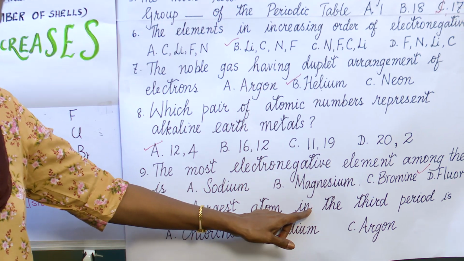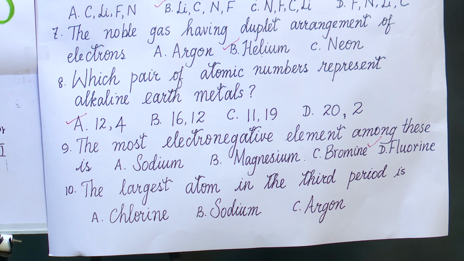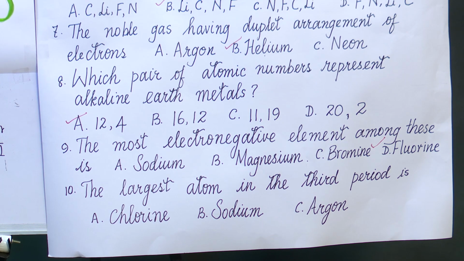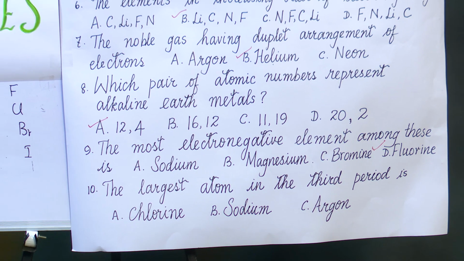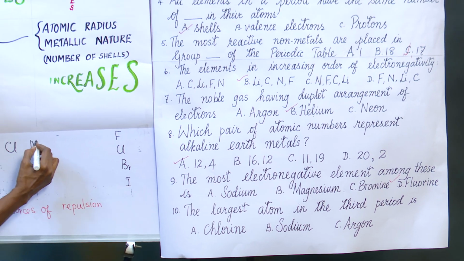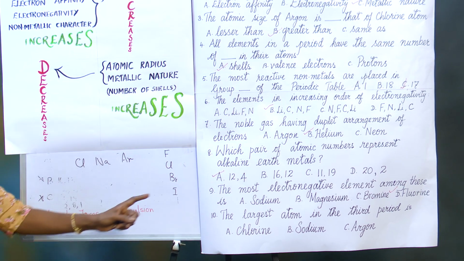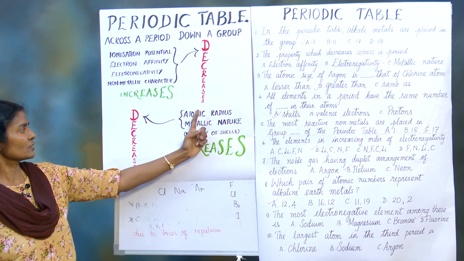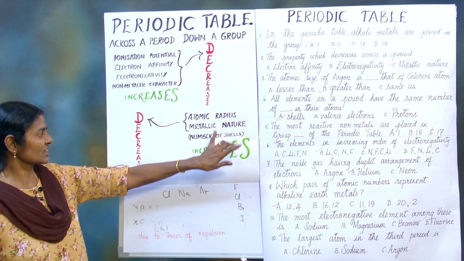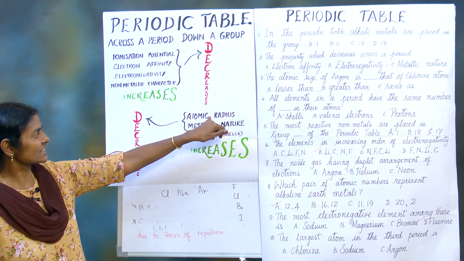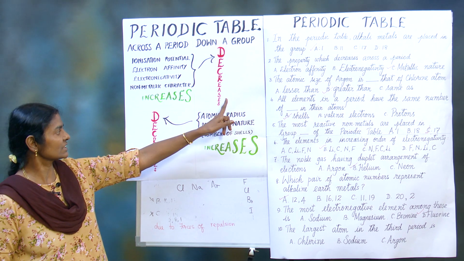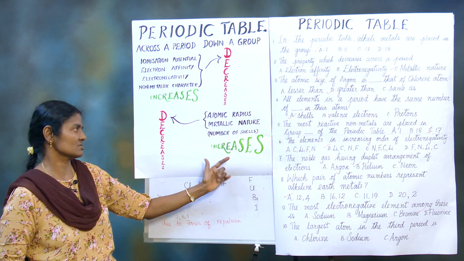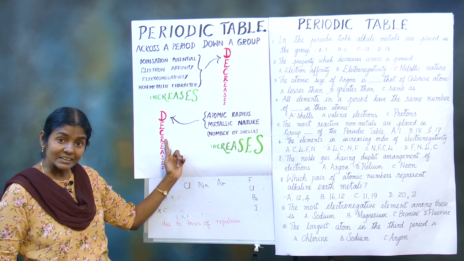Next, the largest atom in the third period. Third period means 3 shells. All these belong to the third period. 3 elements are there: chlorine, sodium, argon. What happens to the atomic radius in the third period? Let's go across a period. Across a period, this property, atomic radius, will decrease. Do you understand? It will decrease. Across a period it will decrease and down a group it will increase.